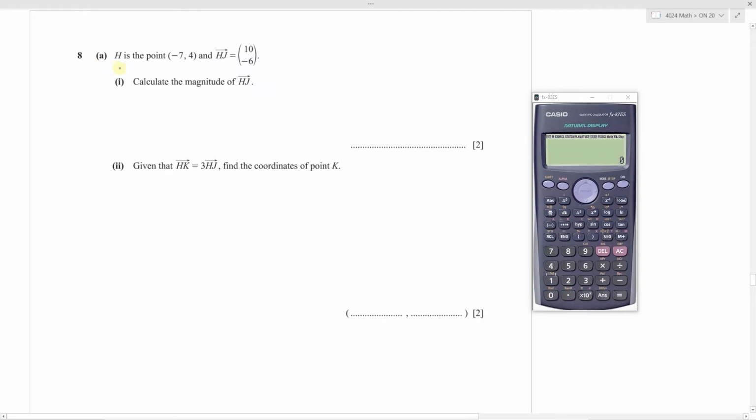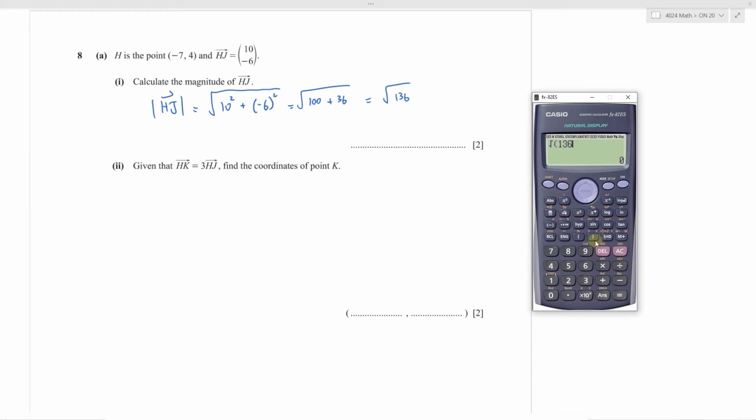Question number 8, part A. H is the point (-7, 4) and the vector HJ is (10, -6). Calculate the magnitude of HJ. So the magnitude of HJ will be the square root of 10 squared plus (-6) squared. So this will be the square root of 100 plus 36, which is the square root of 136. The square root of 136 is 11.66, and I can write it as 11.7 to three significant figures.